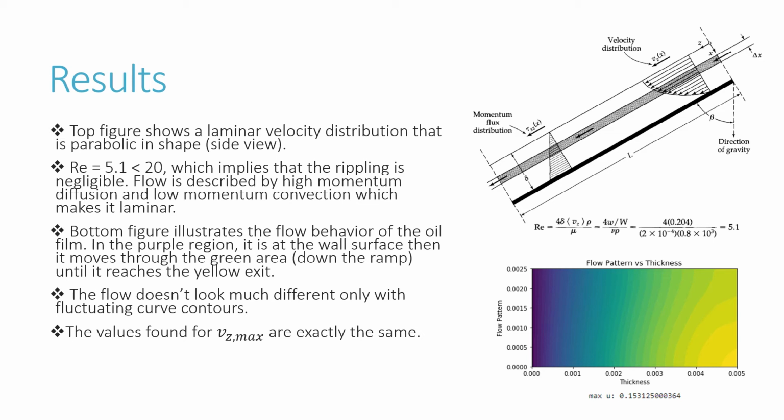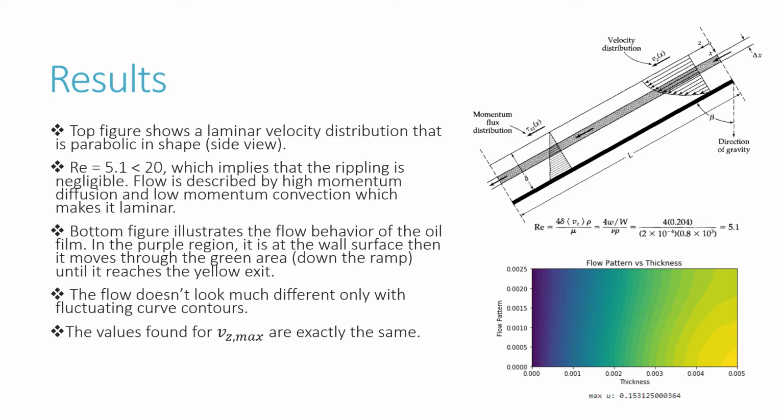For the bottom figure, it was obtained by the Phoenix code, the Navier-Stokes that we ran, and only a few parameters were changed and transformed in the code in order to fit the unsteady behavior of the flow in the Phoenix part. So the bottom figure shows that the flow behavior of the oil in the film is first on the wall in the purple region, then it moves through the green area, which means down the ramp, until it reaches the yellow part, which is the exit.